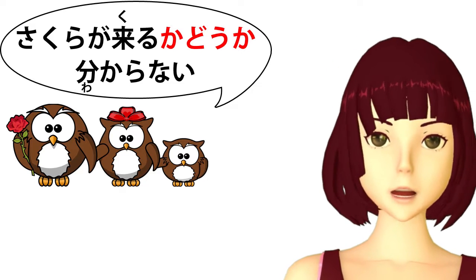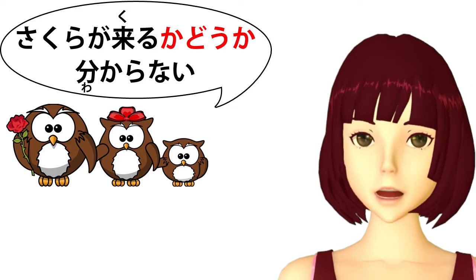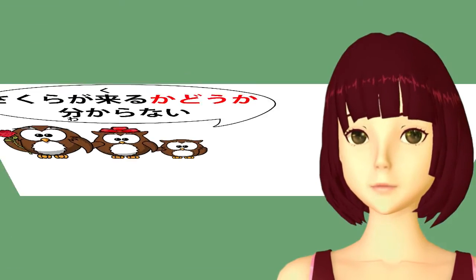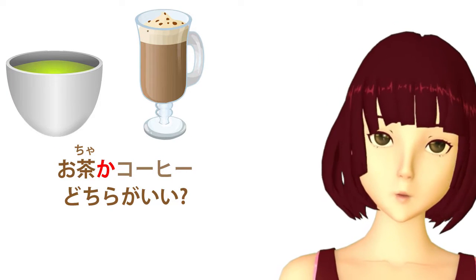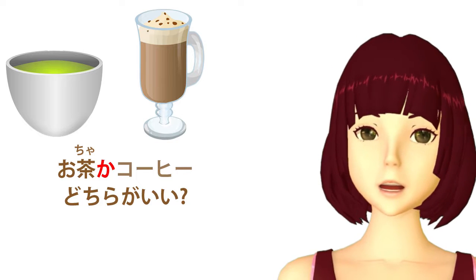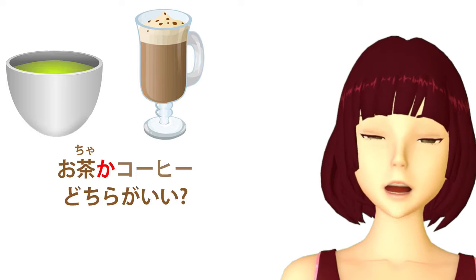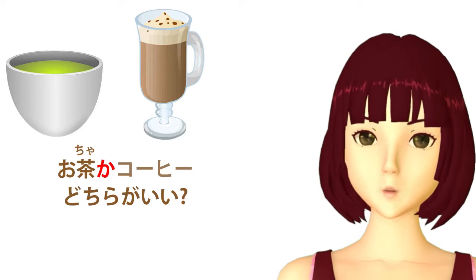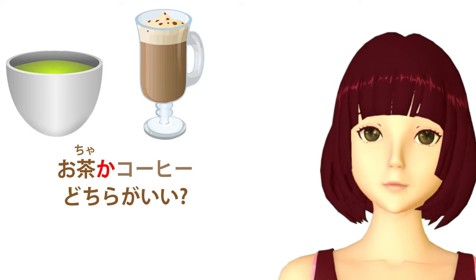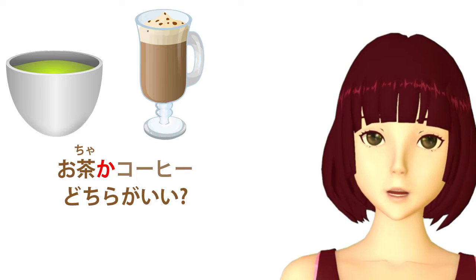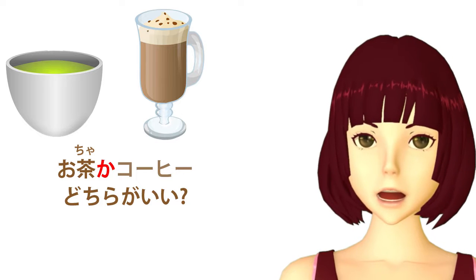And from this we can see how we get the use of ka to mean or between nouns. So we can say Ocha ka kohi, dochira ga ii? Tea or coffee? Which would you like? Now, how is this working? Well, essentially, this is an abbreviation of ocha ka kohi ka dochira ga ii. So we're putting two propositions side by side, whether coffee or whether tea, and then asking dochira ga ii.